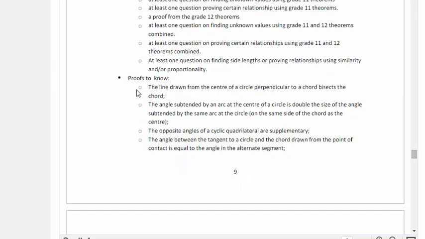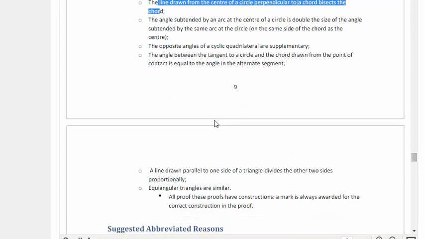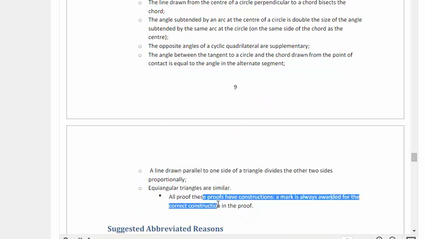Okay, proofs to know. Here's the proofs that you have to know. I just repeat them there again. For all the proofs, you get 1 mark for the construction. So you have to indicate on your sketch in your answer book, you have to show the construction, or at least write down construct line blah blah blah.